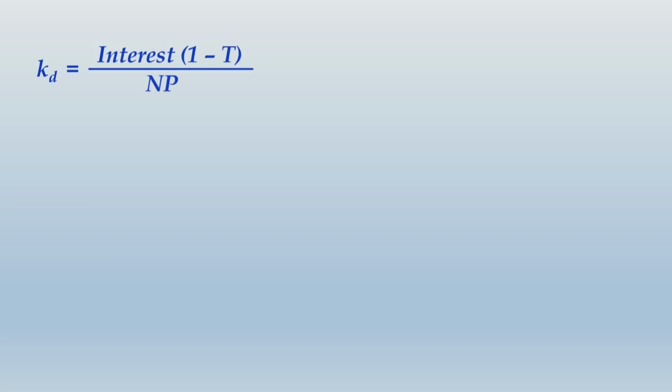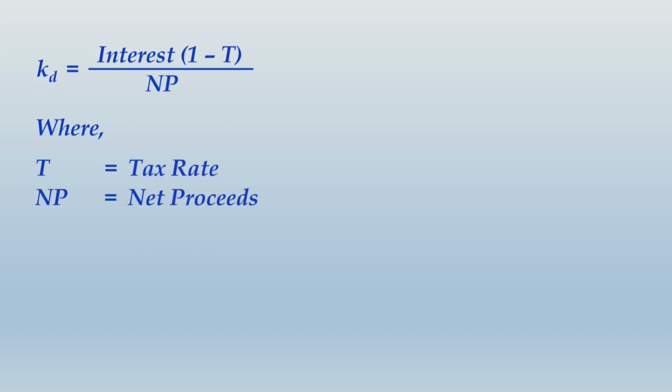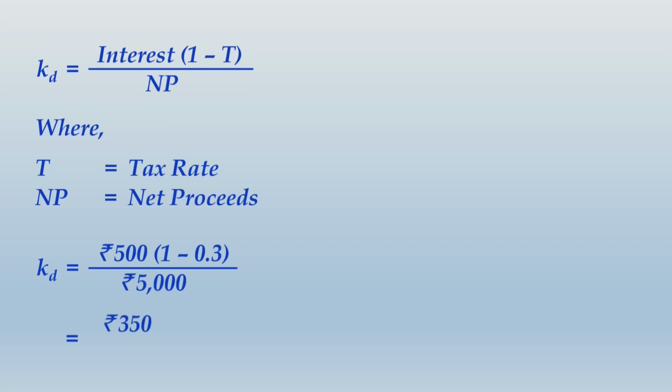Now for computing KD, just apply this particular formula, that is interest into (1 minus tax rate) divided by net proceeds. If you have used short forms, do mention the elaborate form of these, and when you make the computation, the cost of debt would work out to 0.07 or 7%.